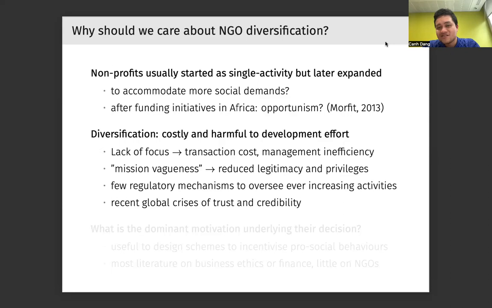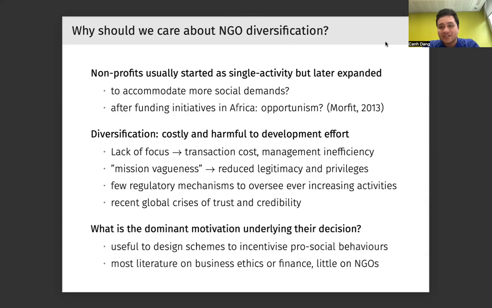And the current global crisis of trust and credibility of the sector, the non-governmental organization sector, the charity sector, really puts a huge question mark on their motivations and motives behind their decision to expand their activities.